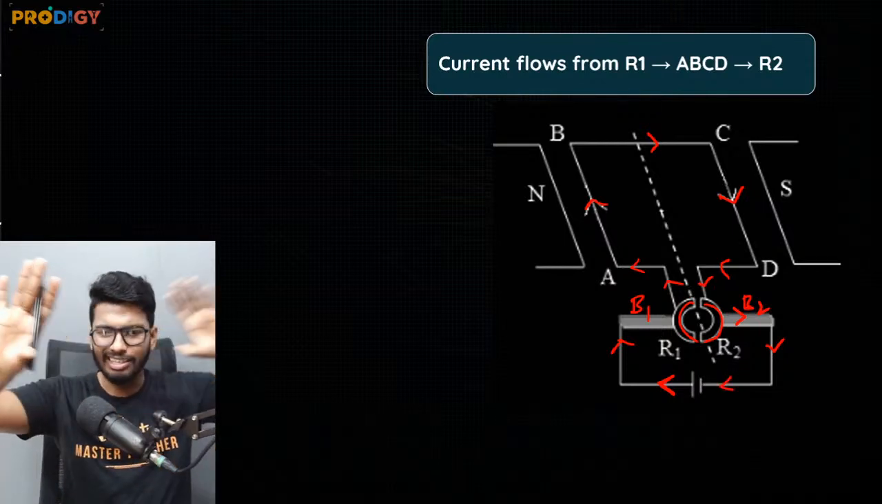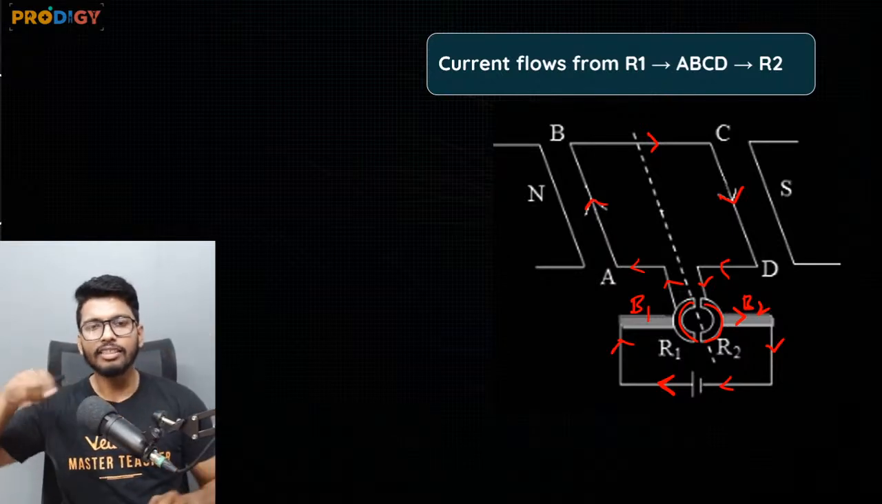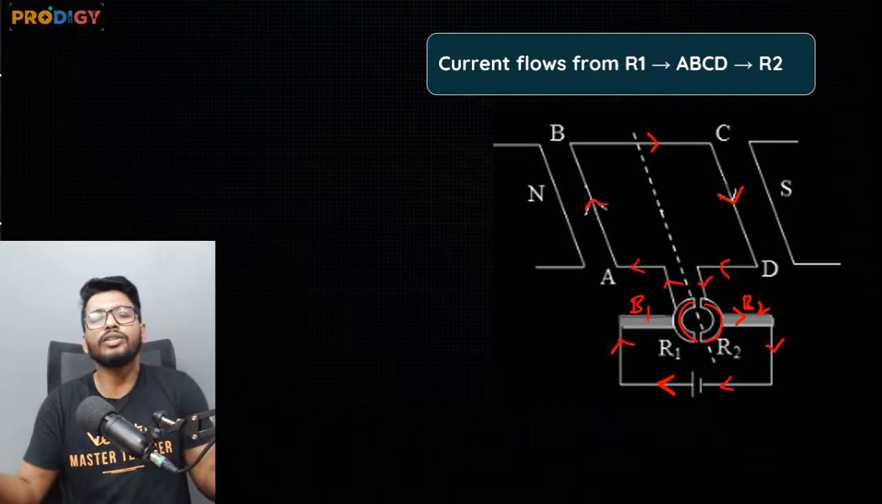Right, people? This is clear so far, right? This is the direction of current. It's very clear this is how the current is flowing, because you can see that there's no other path for the current to flow.